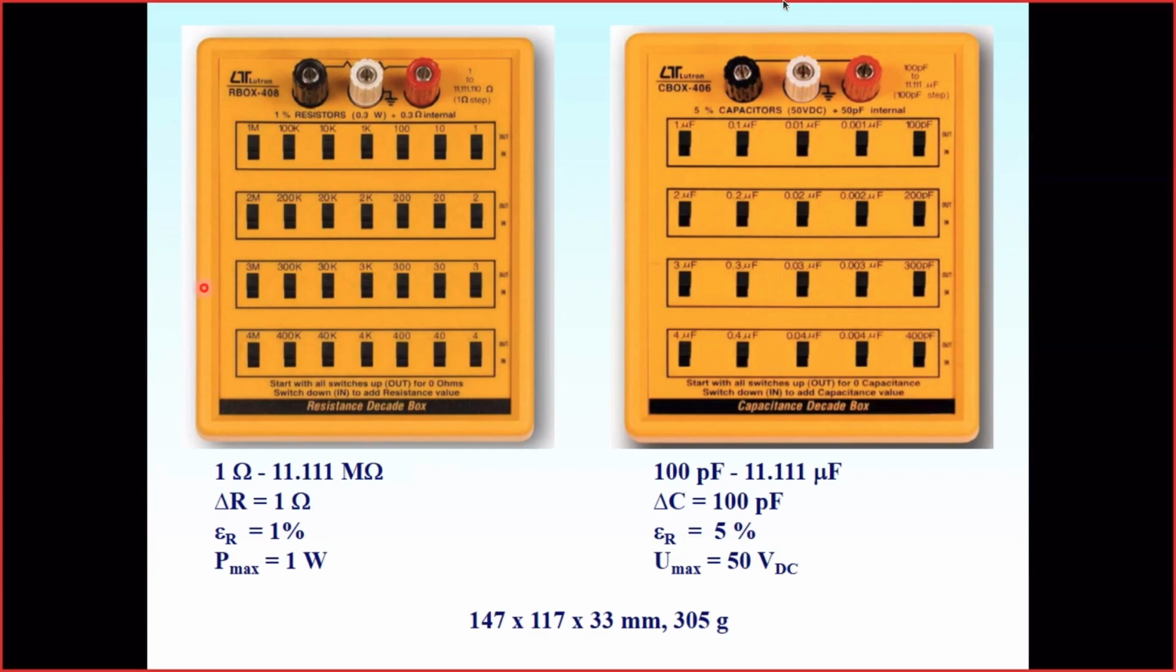Here is one example. It's a resistor box. It could model or provide resistances from 1 ohm up to 11.111 megohms in steps of 1 ohm, and the accuracy is about 1% relative error of the set resistance.